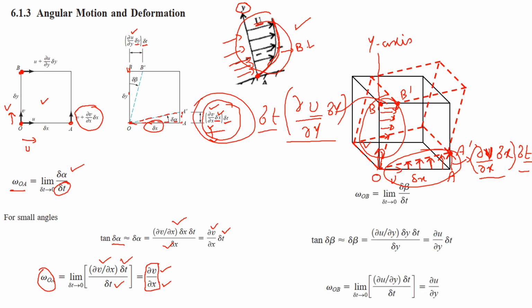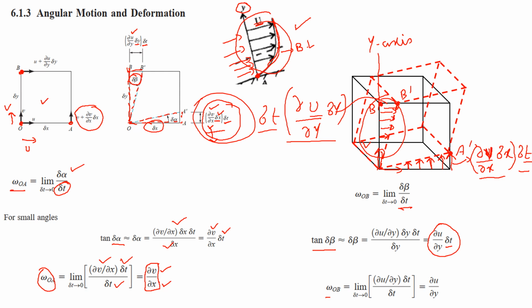Now let's see the rotation for edge OB. As you can see, this will be the change in this angle, that is our angle delta beta, with respect to time, and we will find this angle with the tangent of theta by taking this triangle, and it will come out to be partial u over partial y and delta t.